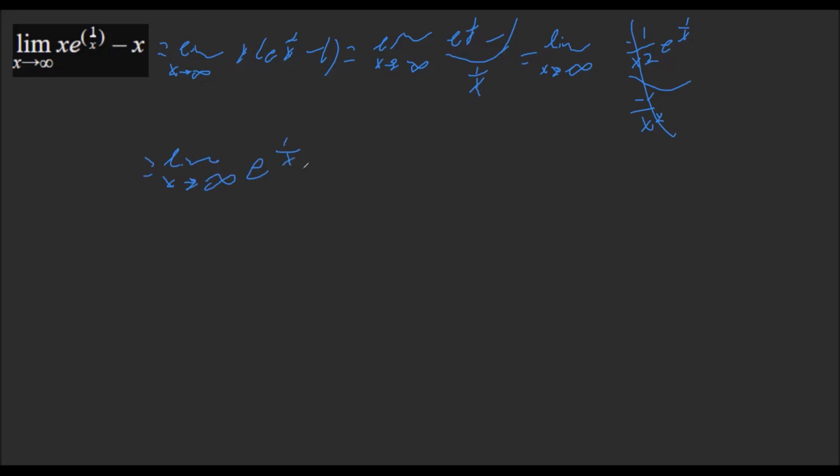Now, I think we've gone over this multiple times. That's equal to e to the power of 1 over infinity, which is e to the power of 0, which is 1. So the final answer is 1. So now we're going to move on to practice problem 4.